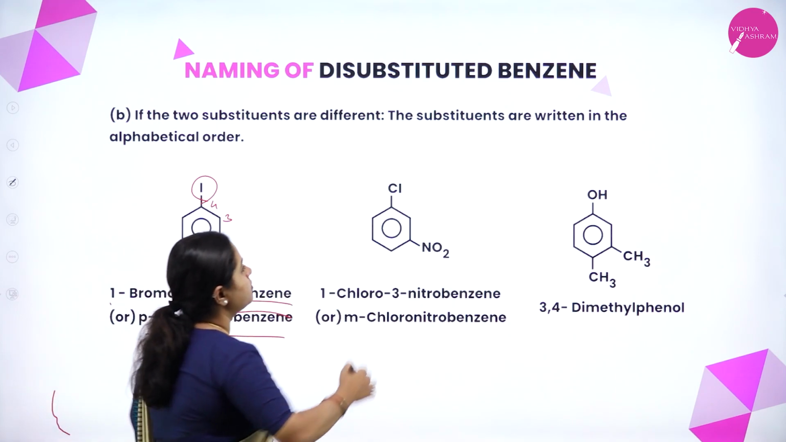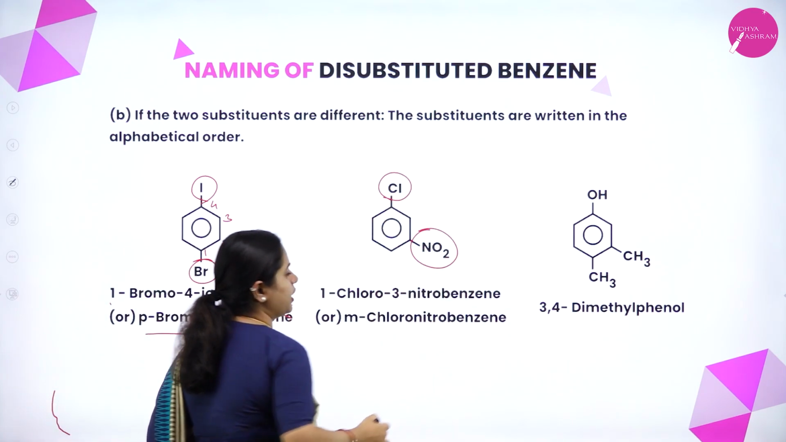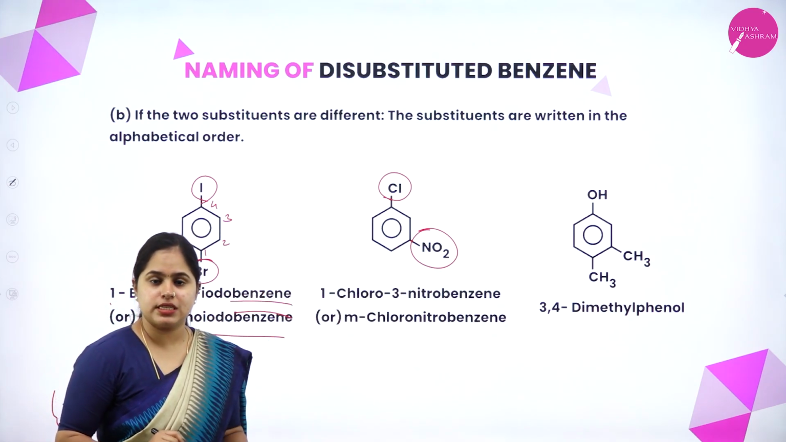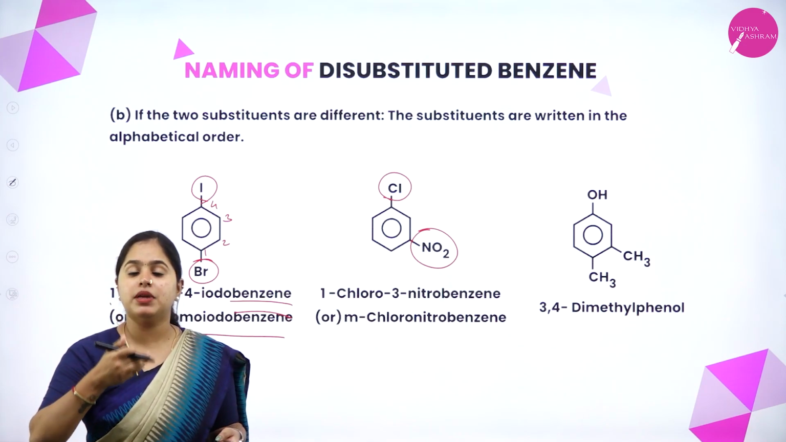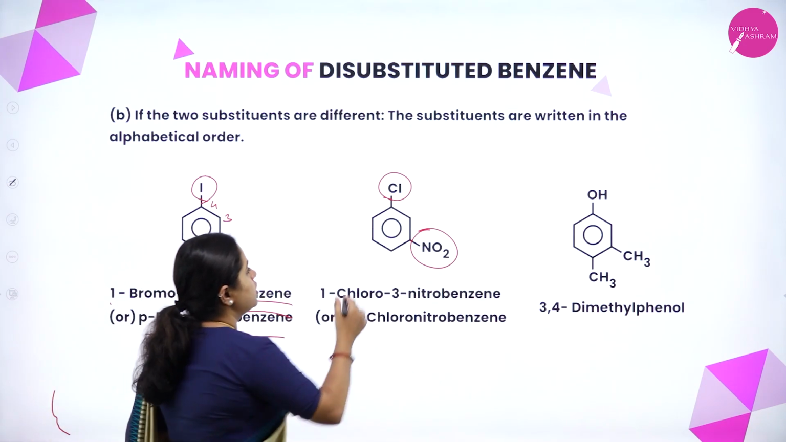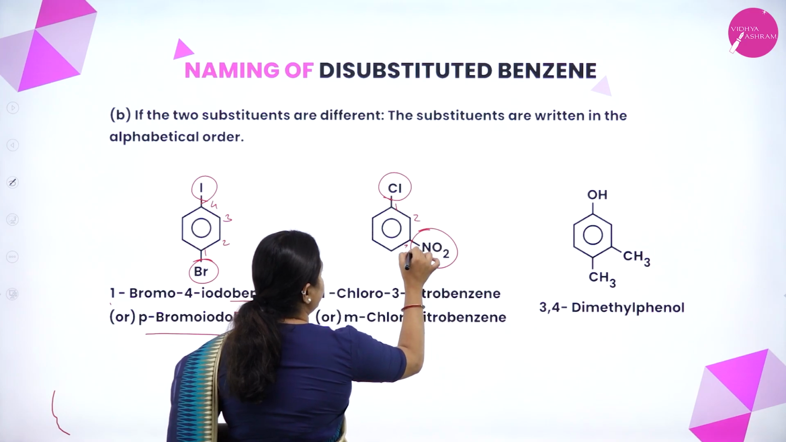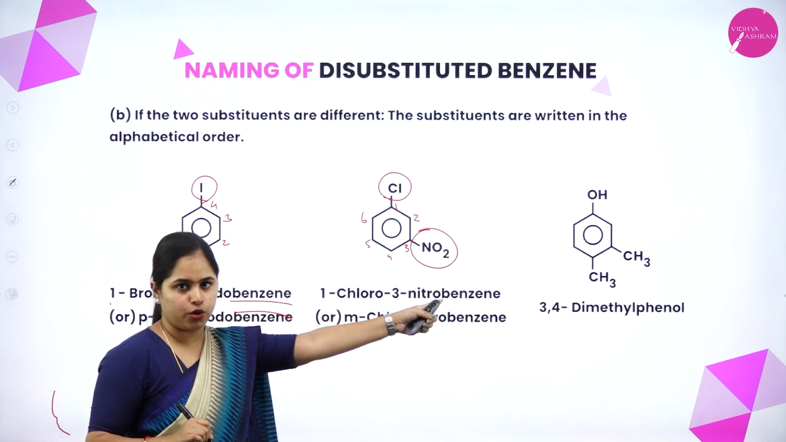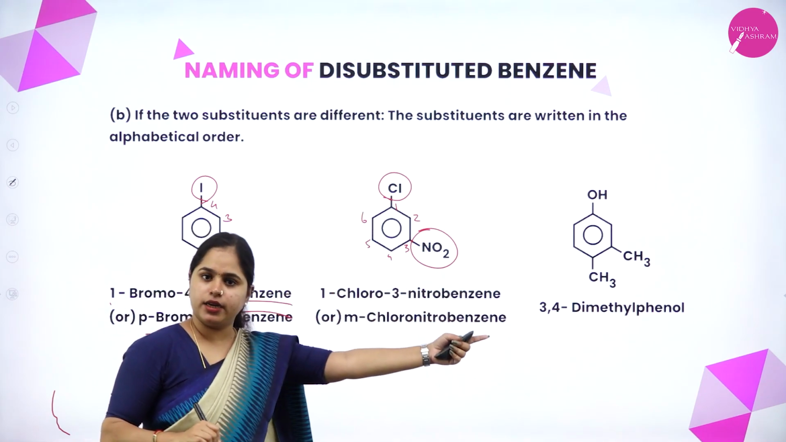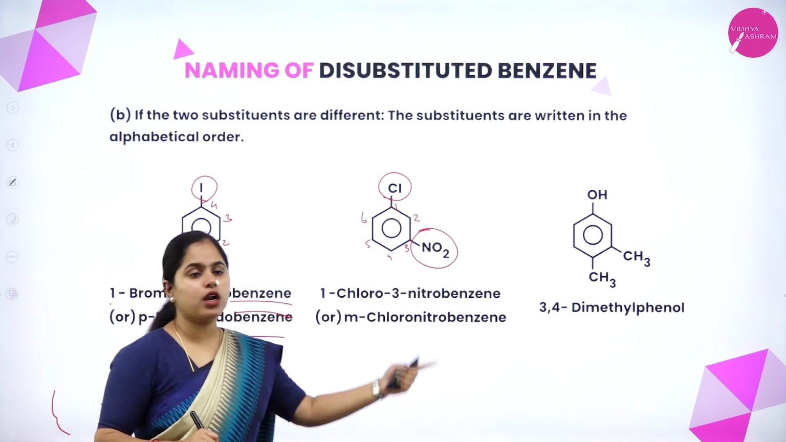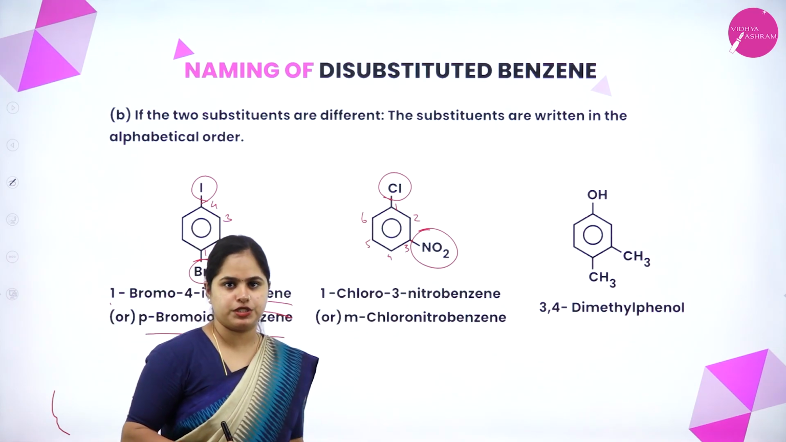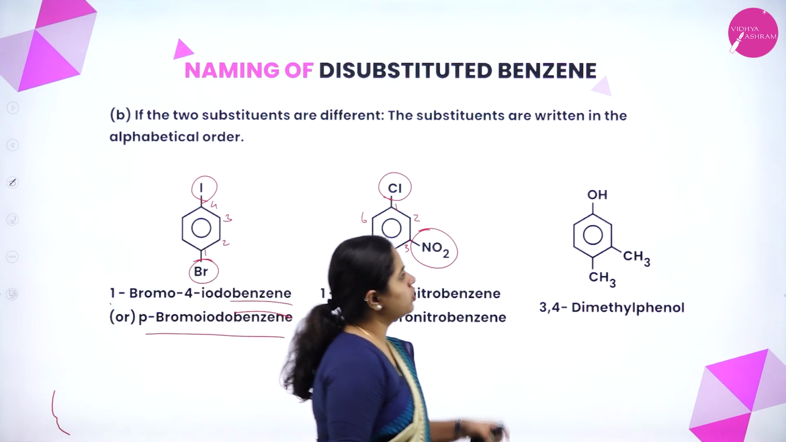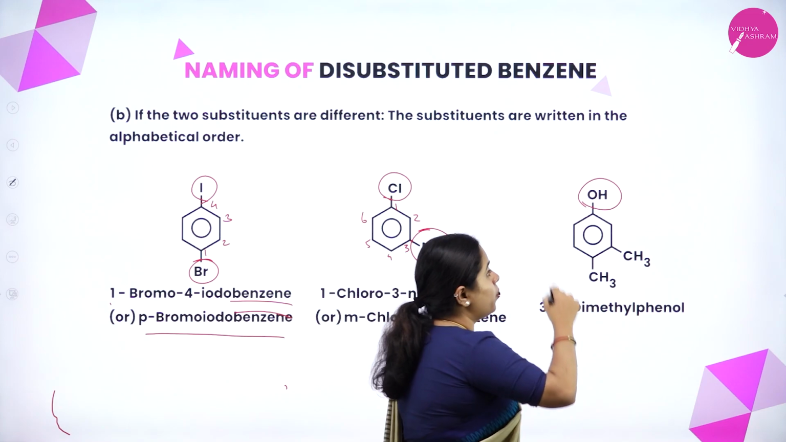Okay. Now, the next one, there is a chlorine and a nitro. So, there is a chloro group and a nitro group, right? Both of them are present as substituents and we should name it in alphabetical order. So, 1, 2, 3, 4, 5, 6. Yes, so 1 chloro and third position nitro group, right? So 1 chloro, 3 nitro benzene, or it is meta-chloronitrobenzene, first and third position, right?